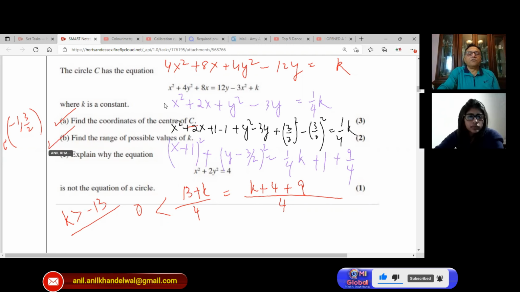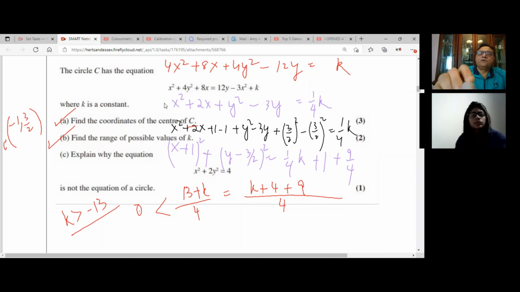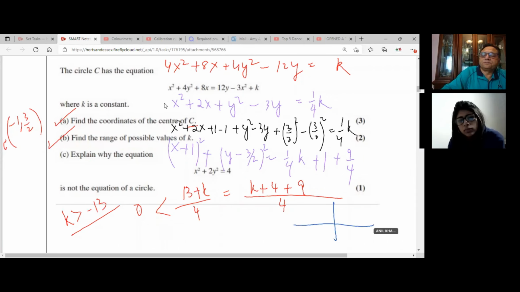And then explain why the equation x squared plus 2y squared equals 4 is not the equation of a circle. This is a question I was stuck on because I thought we just proved it, it's obvious, but I don't know how to say that. It's only 1 mark. The equation of a circle will have the same x and y intercept, equal distance. If I draw a circle, this is actually an ellipse. A circle is symmetric.